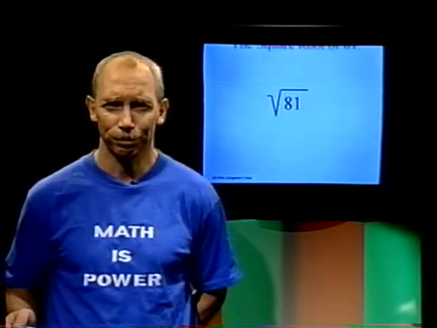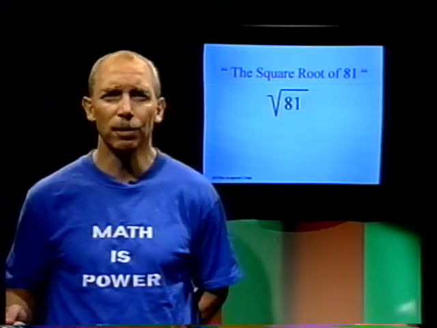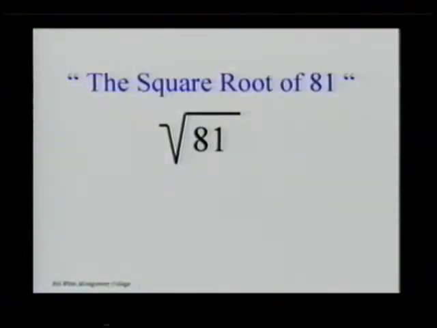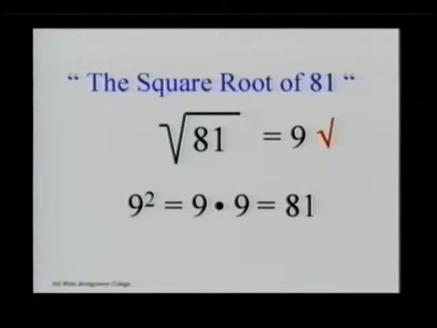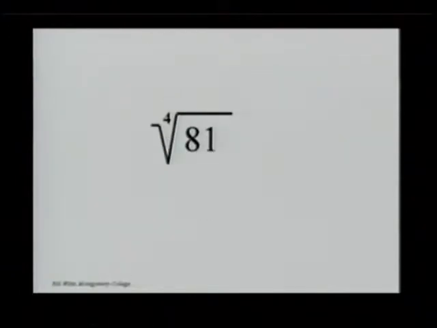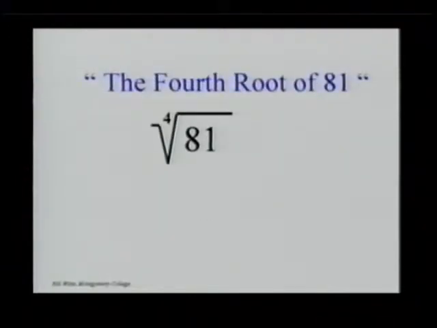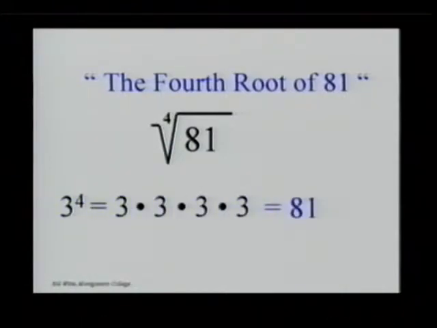Maybe one other one. We know the square root of 81. We already knew that that's 9. Actually, it's plus 9 and minus 9, because 9 squared does equal 81. However, what's the fourth root of 81? What number times itself 4 times, not times 4, equals 81? Well, it's 3. 3 times 3 times 3 times 3, son of a gun, does equal 81. So the fourth root of 81 is 3. So there are higher roots.